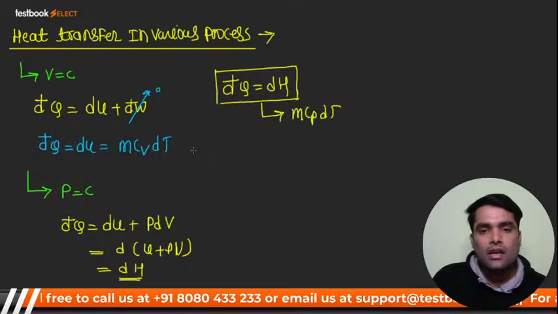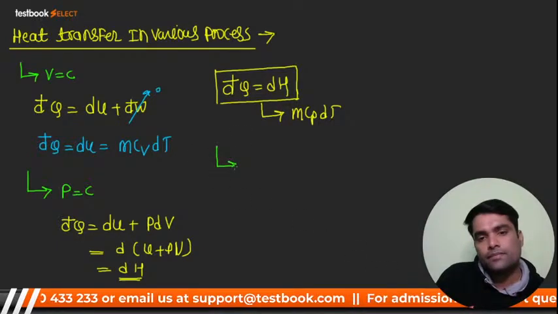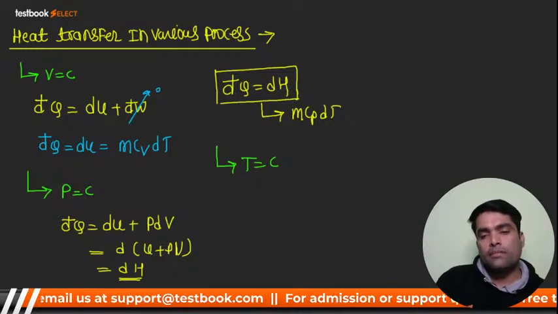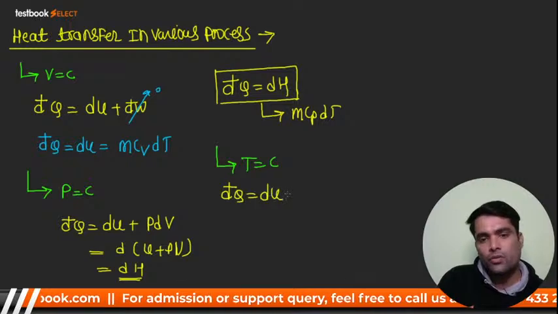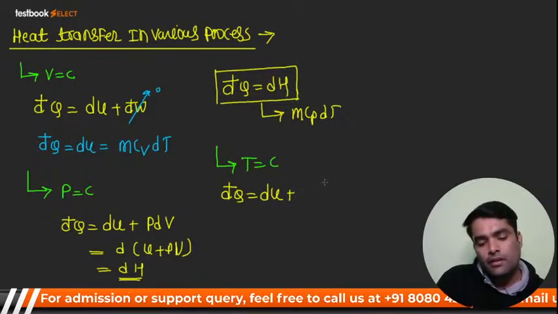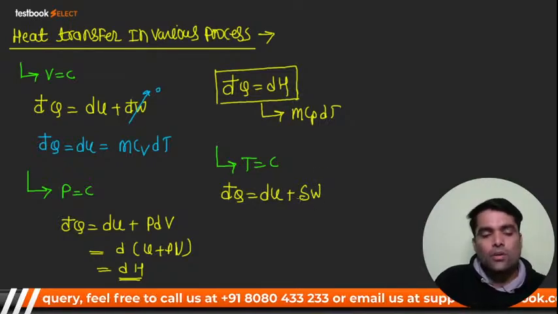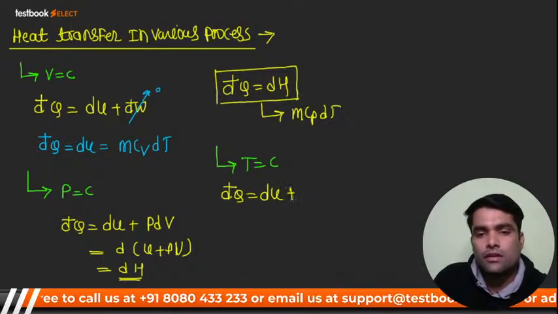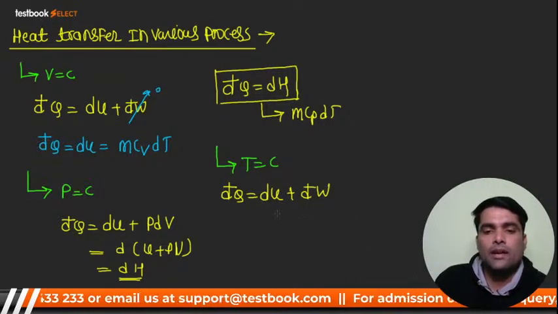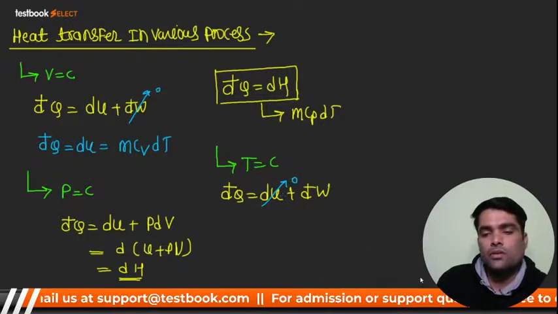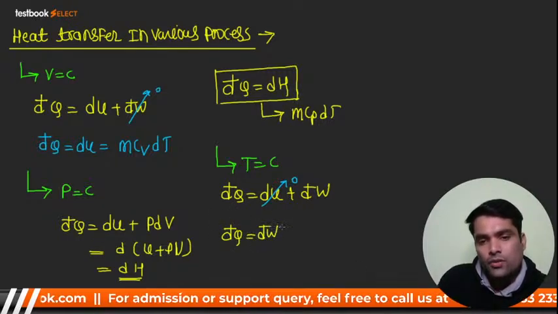If I talk about isothermal, that is T equal to C, constant temperature, then what will happen? You know that dq is equal to du plus pdv, that is dw. So definitely the temperature remains constant, so the change in internal energy will be 0. That means dq is equal to dw.